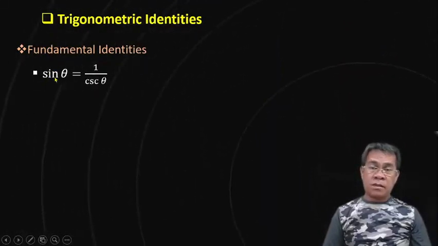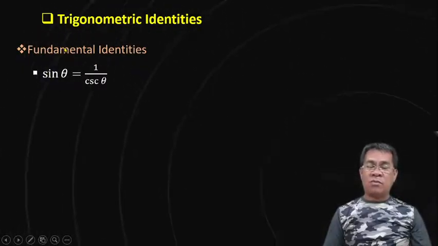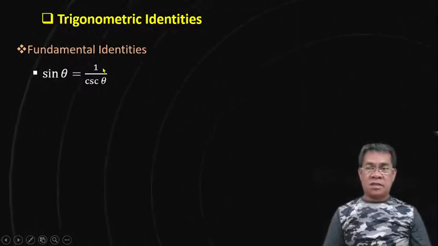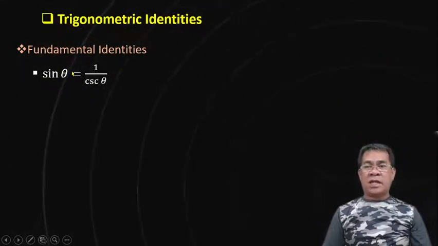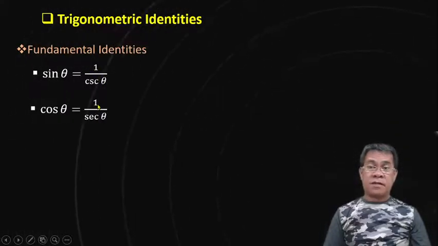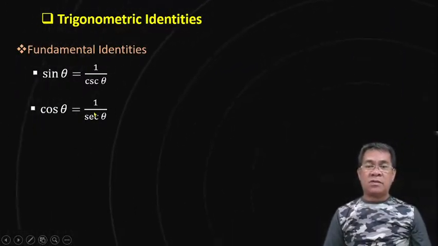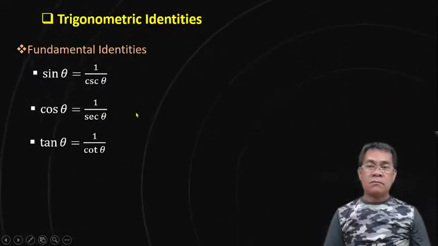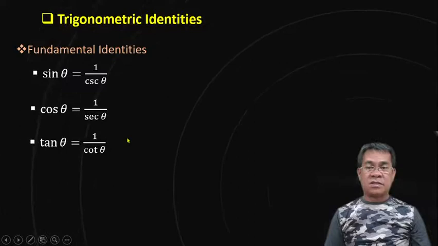Okay, what are they? One of the fundamental identities is, if we have the sine of an angle theta, then it is just the same as the reciprocal of the cosecant, which means that sine theta can be replaced by 1 over cosecant theta, vice versa. Another is, the cosine of the angle theta is equal to the reciprocal of the secant theta. And also the tangent of the angle theta is the reciprocal of the cotangent, vice versa.